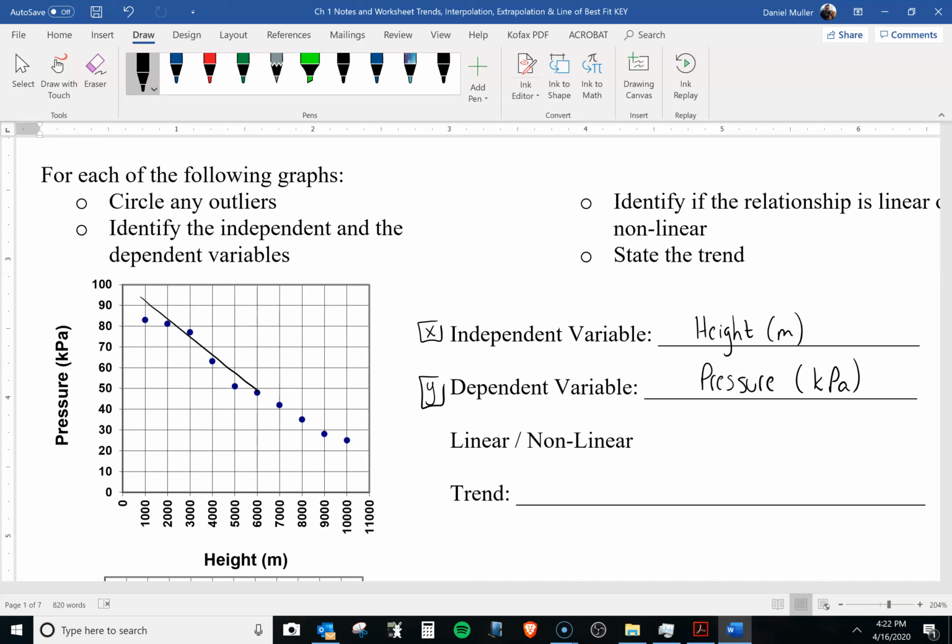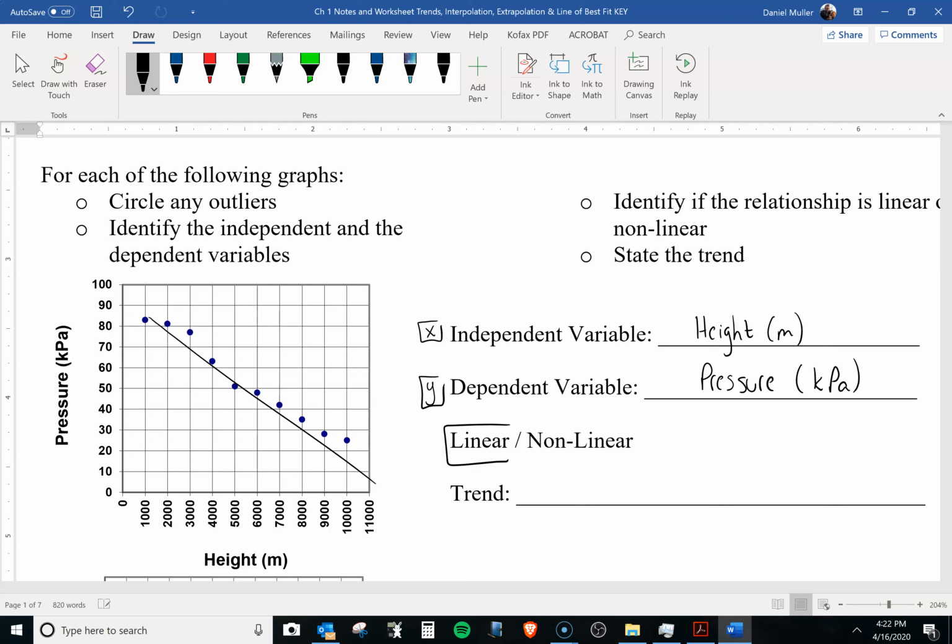Now, does this pattern look linear? To me, it does. It'll be really obvious when it's a curve. I mean, yes, you could kind of do this if you were just connecting the dots, and it's like, well, that doesn't look like a line, but that's not what we're doing. No data is ever perfect. Just in general, it looks like it's following a linear trend. So I would box this, yes, it is linear.